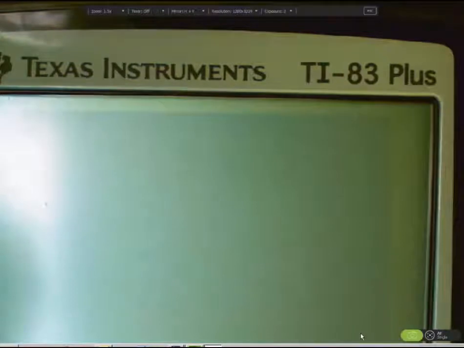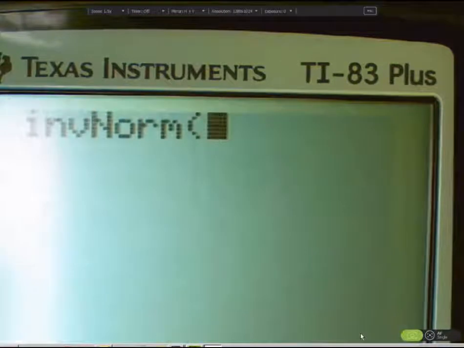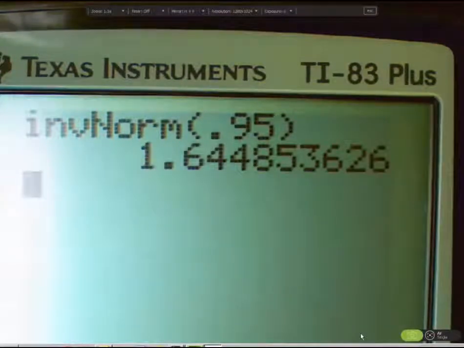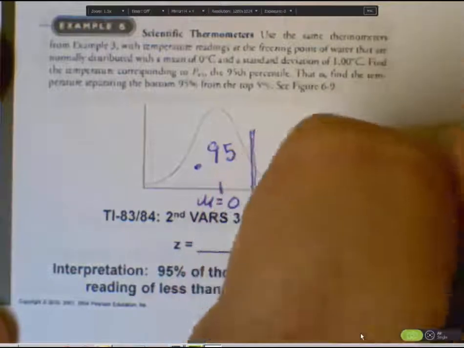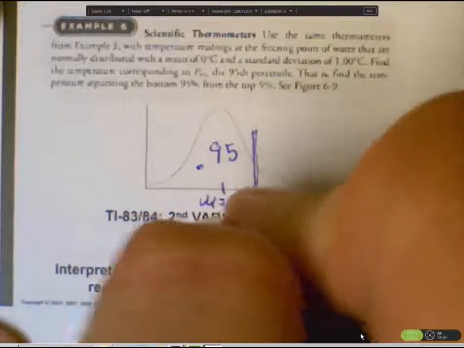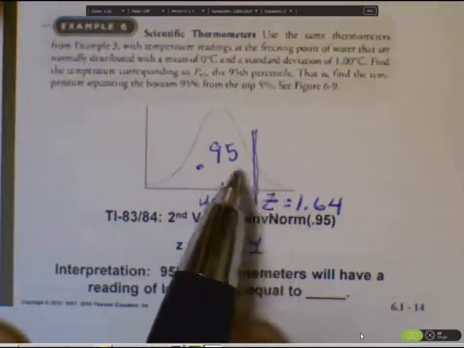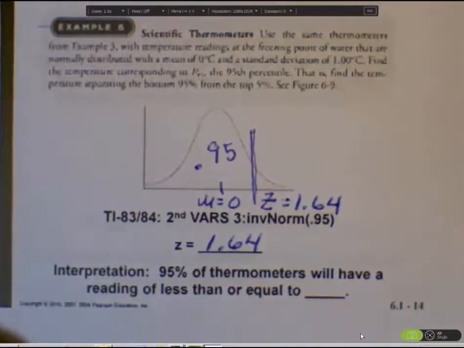So second distribution, we're looking for a z-score, so we're going to use number 3. And the area to the left of the score we're looking for is 0.95. The z-score we're looking for, if we round it to 2 decimal places, is 1.64. If we use 1.64 as our z-score, then 95% of the thermometers will have readings below that. And that's what 95th percentile means.